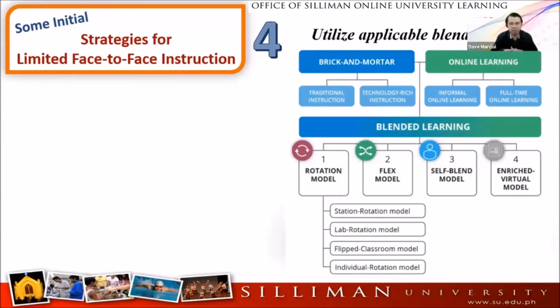I can see that what is most applicable based on the IATF, the Joint Circular Memorandum Guidelines, is the individual and the flipped classroom model, because station and lab rotation model is so exhausting for the teachers, especially for big class sizes. And especially if we cannot determine the combination of those who will go for face-to-face and those who will not go for face-to-face. So what is individual rotation? This is still exhausting, but at least you can identify.